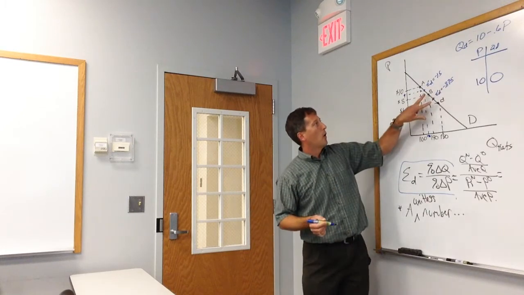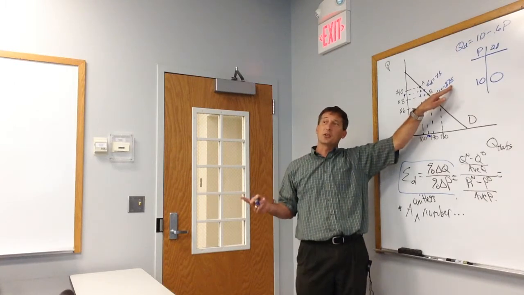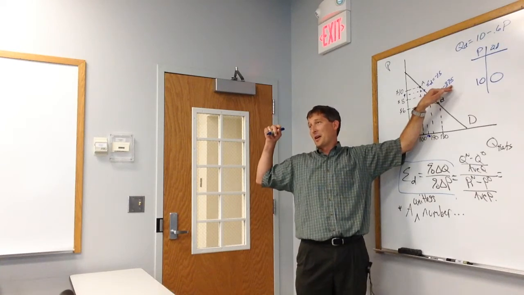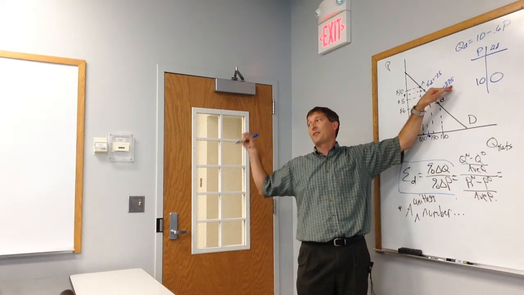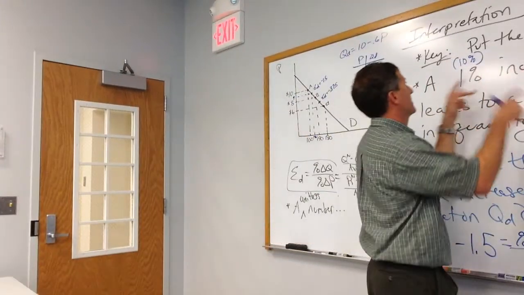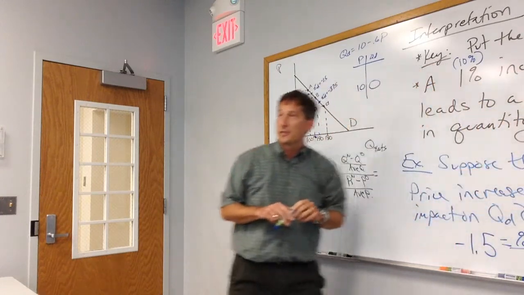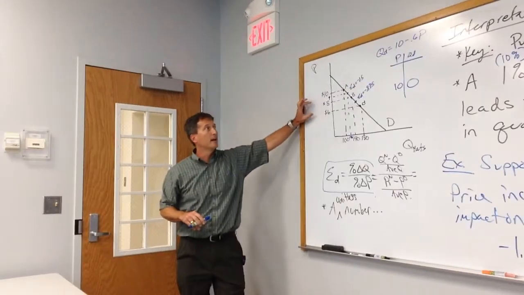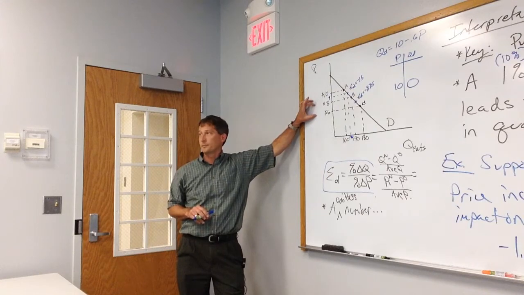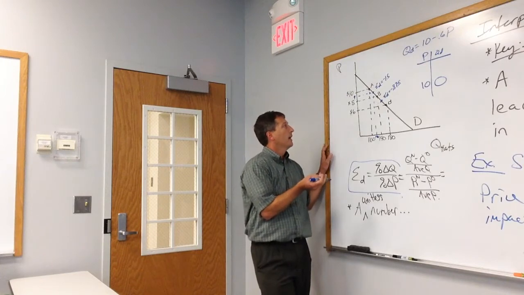So over this range, if we were to interpret that number, a 1% increase in price leads to a 0.875% decrease. Just following this exact same logic, we said a 1% increase in price leads to a 1.5% decrease. Now it would be a 0.875% decrease. Okay, good. So let's see the direction that it heads and why it does that.